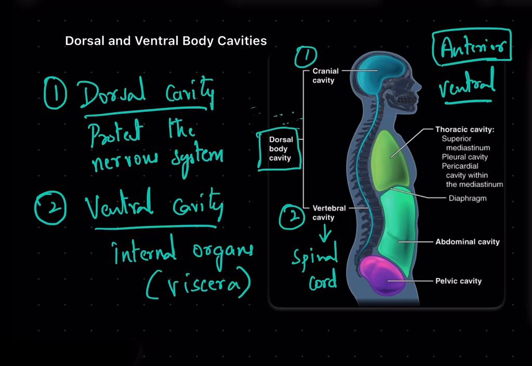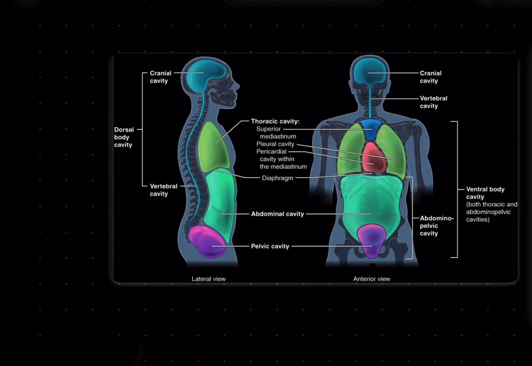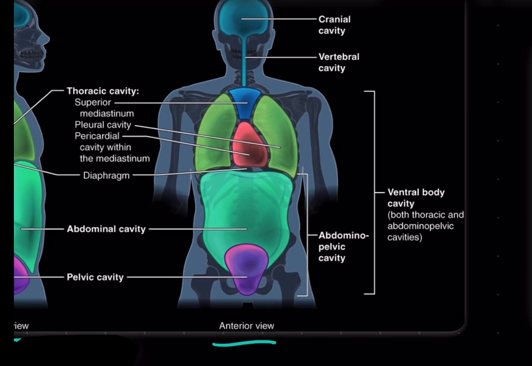Now let's move on to the ventral cavity or the anterior cavity. The anterior cavity has two main subdivisions. If I have to take you to another figure which shows both the lateral view and the anterior view. So this is part of the ventral body cavity, as you see here. The ventral body cavity consists of two main subdivisions, the thoracic cavity and the abdominopelvic cavity.